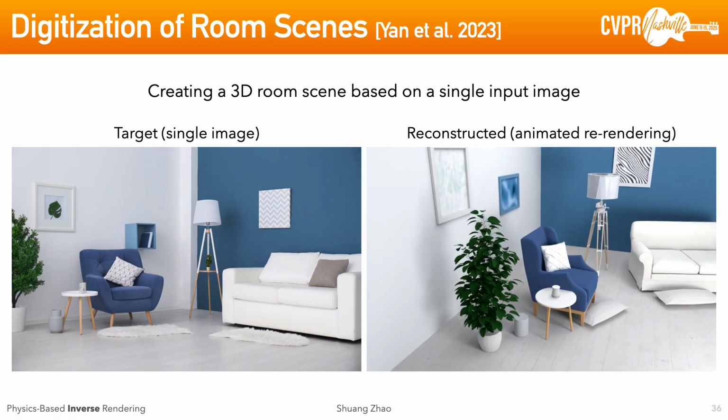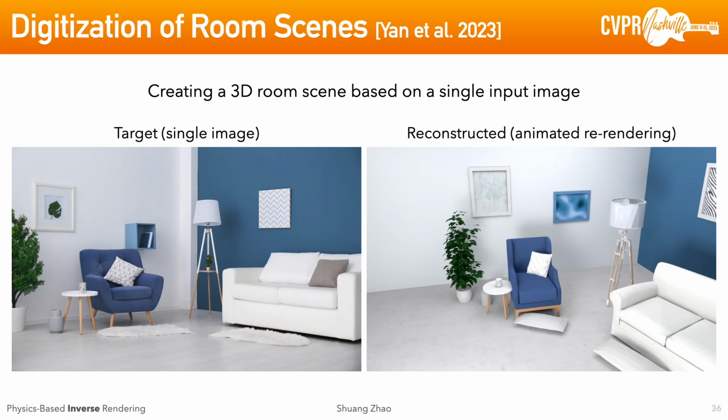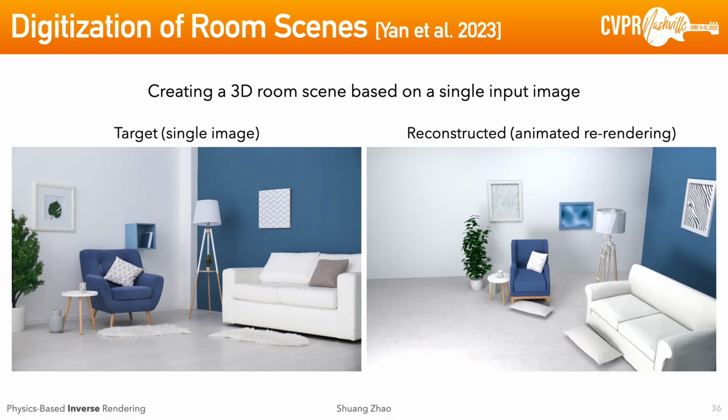Because we can get a 3D scene for the room, we can move the camera and do post-editing, as you can see on the right. Because this scene is in a standard Blender format, an artist can grab it and do post-editing on it relatively easily. Okay, so these are some of the inverse rendering pipelines I've shown.